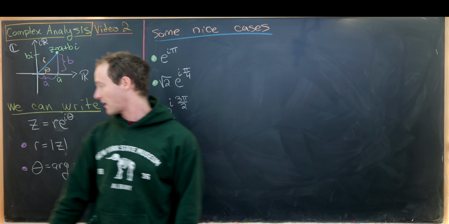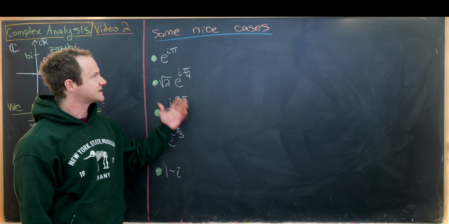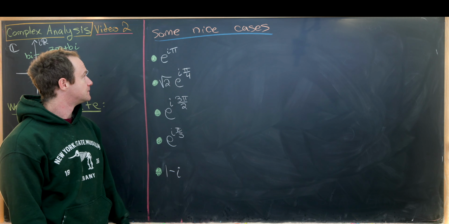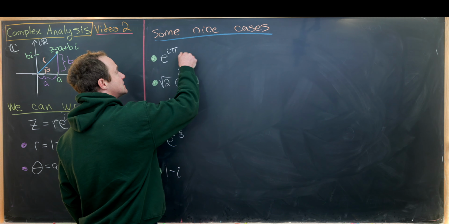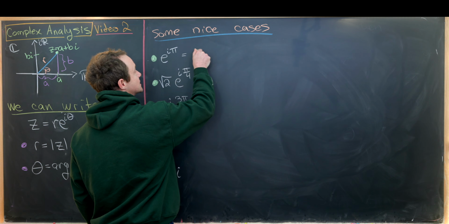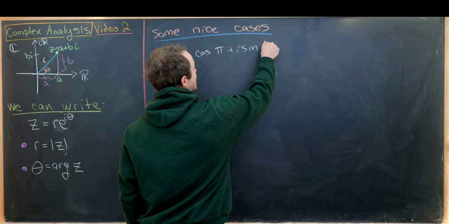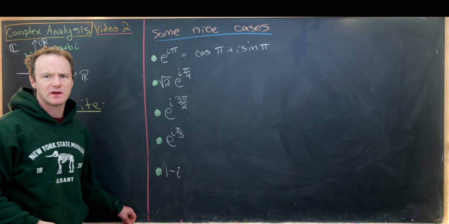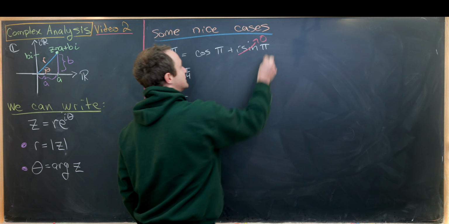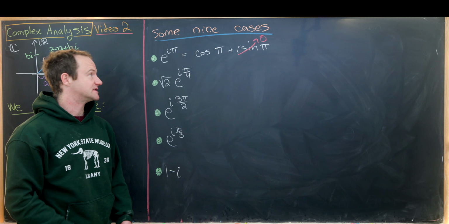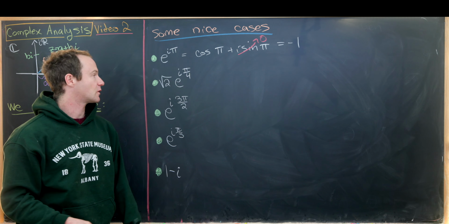Okay, now that we've developed Euler's formula for the polar form of a complex number, let's look at some nice cases of this formula. Starting with maybe the most famous, which is e to the i pi. So let's just go ahead and write this out. This is going to be cosine pi plus i times sine pi. So it's well known that sine evaluated at an integer multiple of pi will give us 0. So that means sine of pi is 0, cosine of pi is -1, and we've achieved this very famous formula.